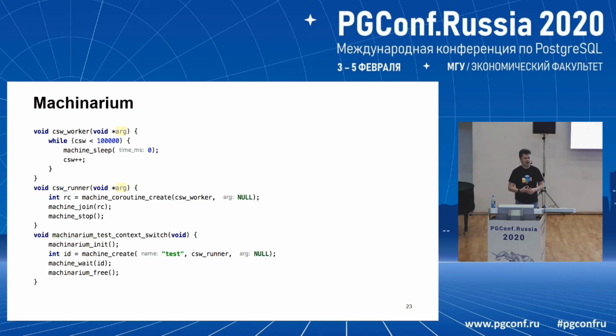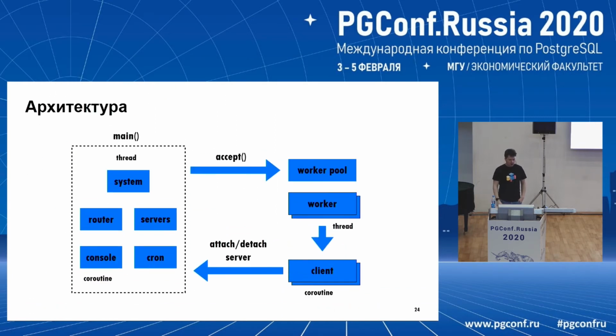In essence, when it comes down to it, it's just an analog of the library on which PgBouncer is based. In PgBouncer, it's libevent, and in Machinarium, it's a scalable version of libevent, which is designed for connection pooling or for working with data movement. And the architecture of Odyssey looks like this.